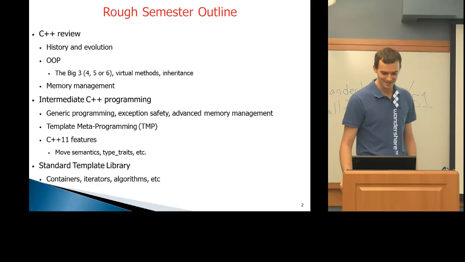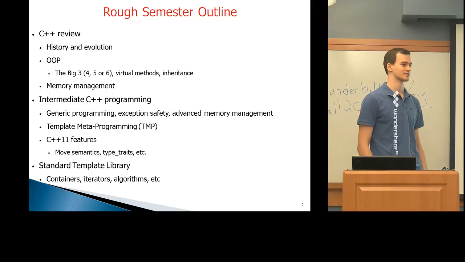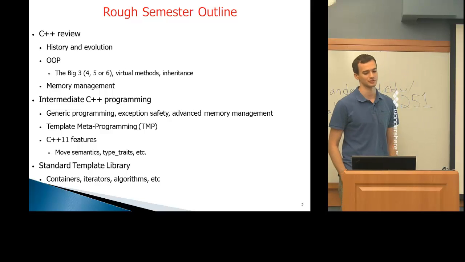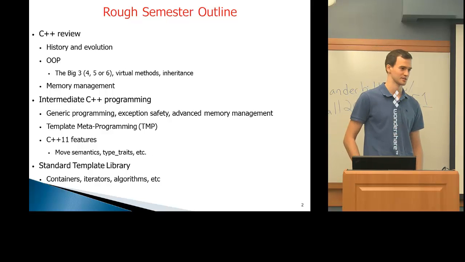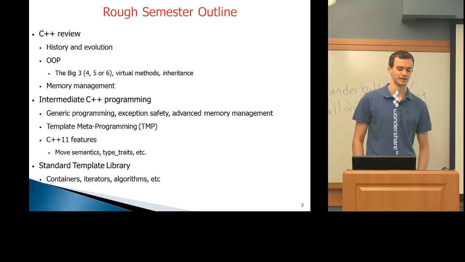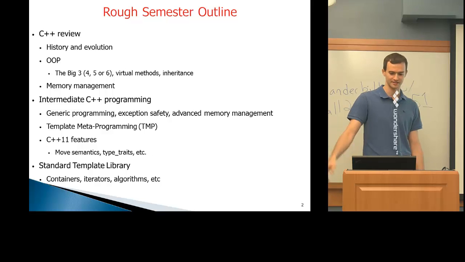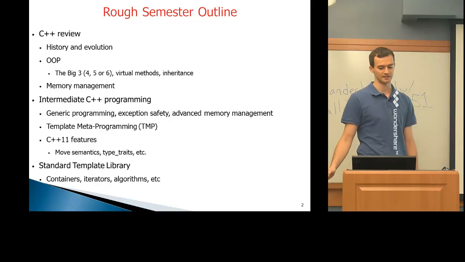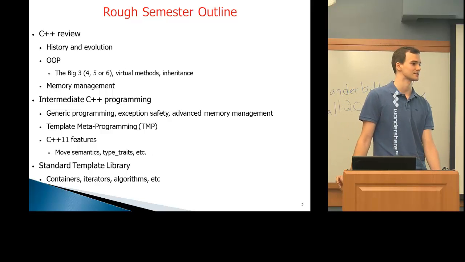All right, so this is a rough semester outline that we have up here. The class will be divided more or less into 3 sections. The first couple of lectures we'll do a brief C++ review, the history and the evolution of how we got to C++ from C, or C with classes. We're going to review some object-oriented programming skills, the big 3 or 4 or 5 or 6, depending on which ideology you subscribe to and which standard you're using. Virtual method, inheritance. We're also going to cover unit testing and build systems.